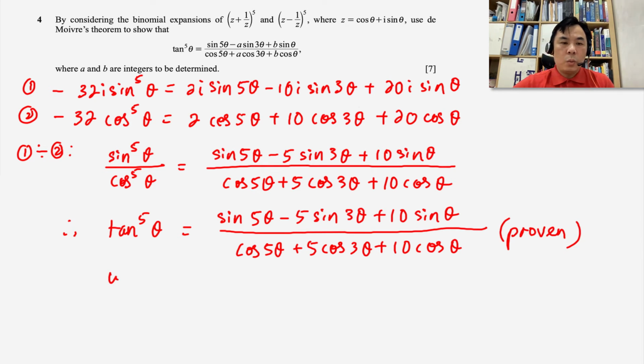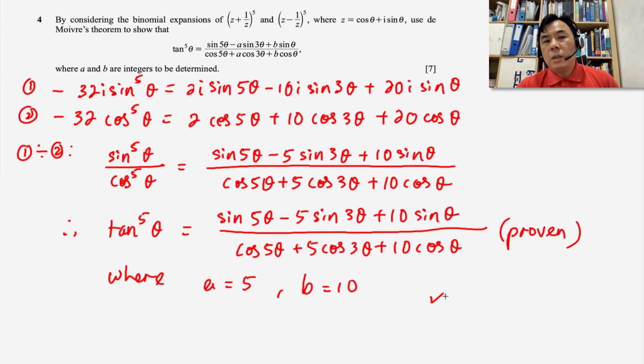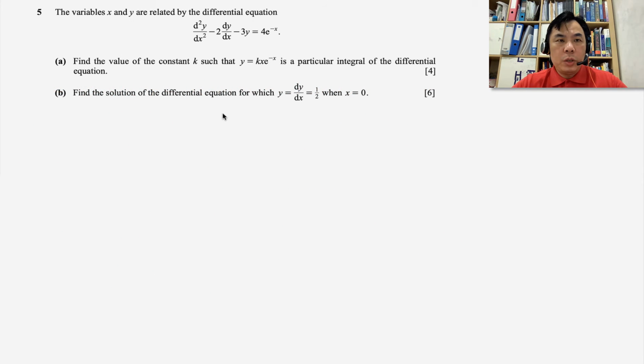And then we'll say that where the A is equal to 5 and then B is equal to 10 there. And then there you have it. A and B appear to be integers, which fit in the descriptions correctly. All right, so I hope that is clear. We're going to move on to the next question shortly. Our question 5 here. We are given a differential equation. We're going to solve this differential equation.